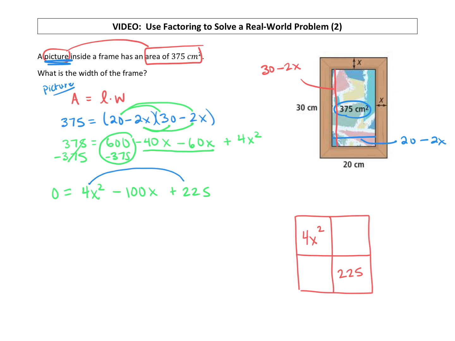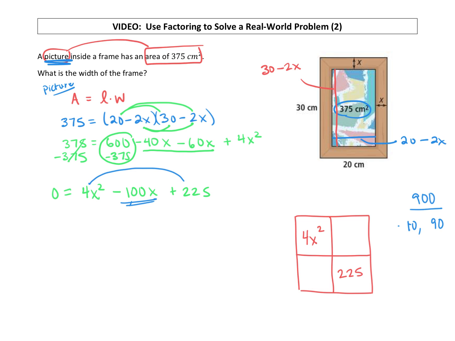And then to fill in our other two boxes, we have to take our a value times our c value. So 4 times 225 is 900. And those are the factors we want that will add up to our b value of negative 100. All right, so we can go through our factors of 900. Sometimes we might think of them a little bit faster. So with 900, I think about 10 times 90. 10 times 90 is 900, and 10 plus 90 is 100. Again, we're trying to find a factor pair that adds up to this. Now that is a negative 100.